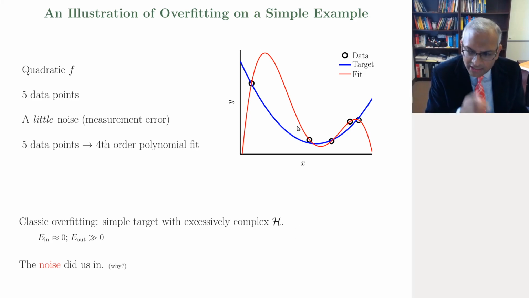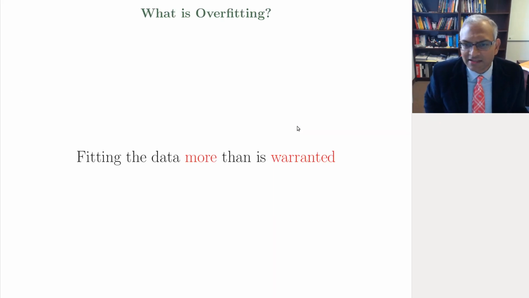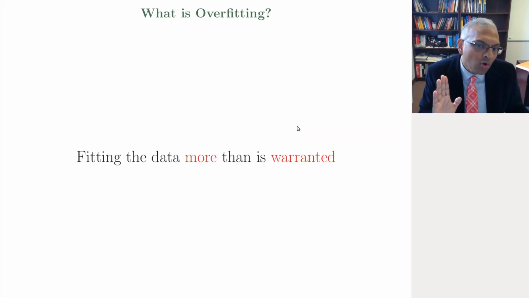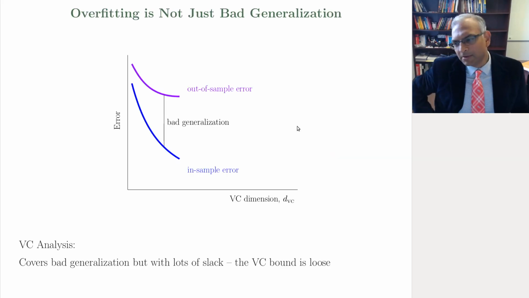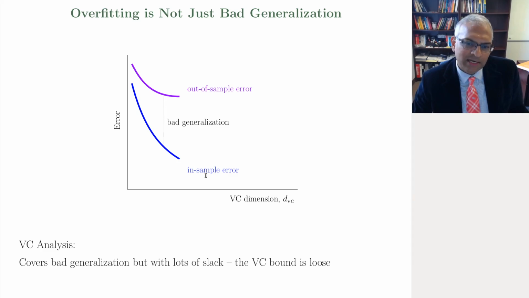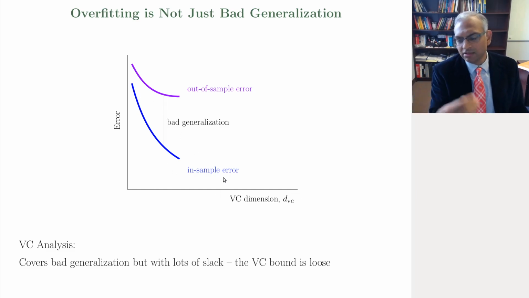Let's first define overfitting. In a sentence, overfitting is fitting the data more than is warranted. I've highlighted the words more and warranted, and so let's see why. I'm going to show you a picture that we've seen many times. On the x-axis is the VC dimension, and the in-sample error, as you give me more and more complex hypothesis sets, is dropping because I have more flexibility to fit the data.